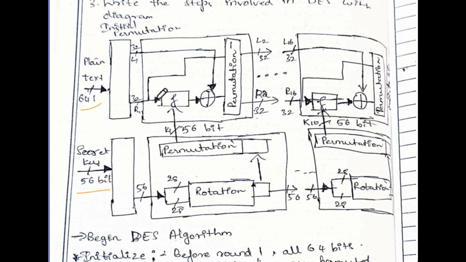After permutation, the 56-bit key is given to the function F. With the help of XOR, all the 64 bits of plain text are permuted, and the ciphertext is produced as output. There are multiple rounds, a total of 16 rounds in DES. After performing these 16 rounds, the ciphertext is obtained as output.